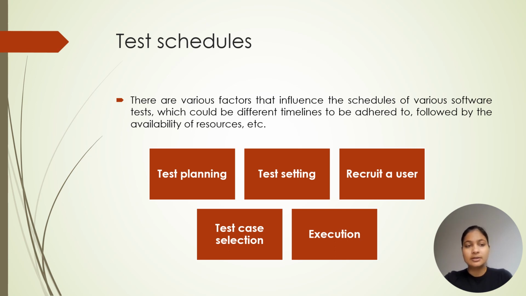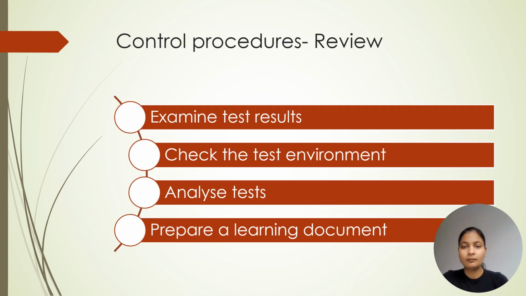Fourth is test case selection, which means the testing of the functionality, because there are a number of small components in software and it is difficult to test a particular component. And the last one, the fifth, is execution, which means the final or ultimate step in testing the software and giving its execution. My next slide represents the control procedure.